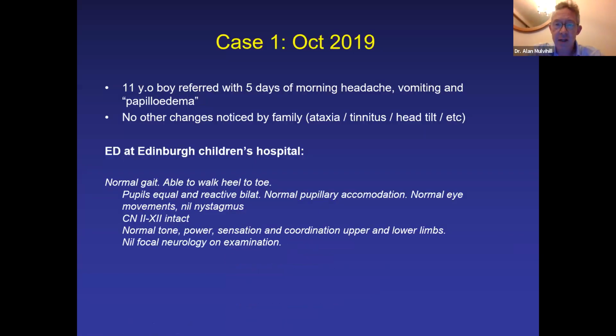So here's a case of a child who was seen in October of 2019, an 11-year-old boy. His parents brought him to see their family optometrist in a high street. He'd had a 5-day history of headaches and vomiting, and the optometrist thought he had papilledema. The child was otherwise well. He had no history of ataxia or falling over. He had no tinnitus, no head tilt or other neurological symptoms.